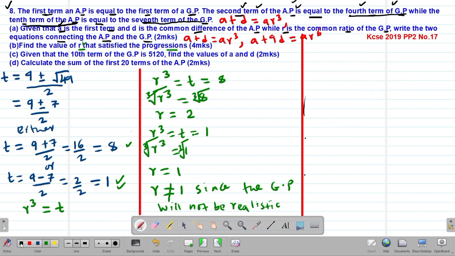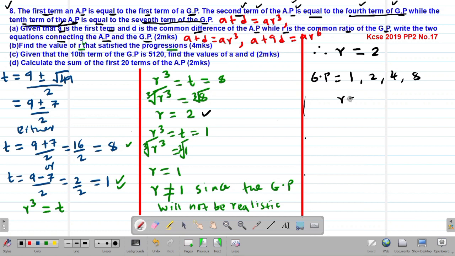Therefore, we're going to conclude and say, therefore, the common ratio r must be equal to positive 2. So our r must be positive 2. Because this GP will be realistic. For example, it could be, for example, 1, the second term could be 2, the third term 4, the fourth term 8.